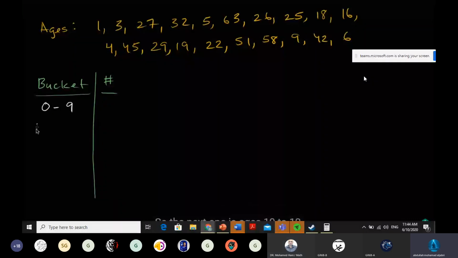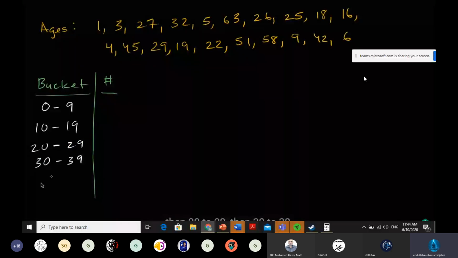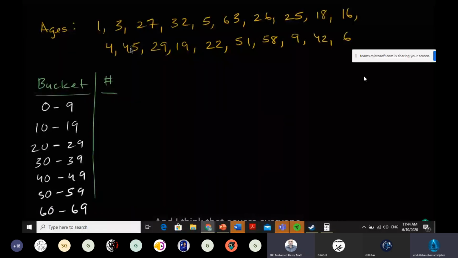10 to 19, 20 to 29, 30 to 39, 40 to 49, 50 to 59. Make sure you can read that properly. And then you have 60 to 69. I think that covers everyone. I don't see anyone 70 years old or older here. But how many people fall into the 0 to 9-year-old bucket?